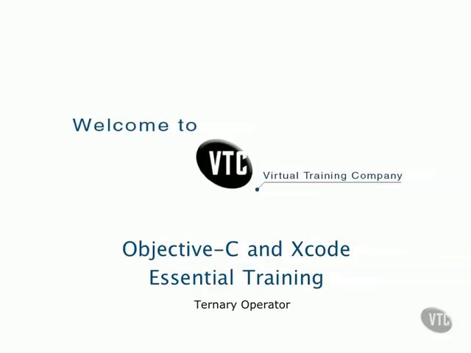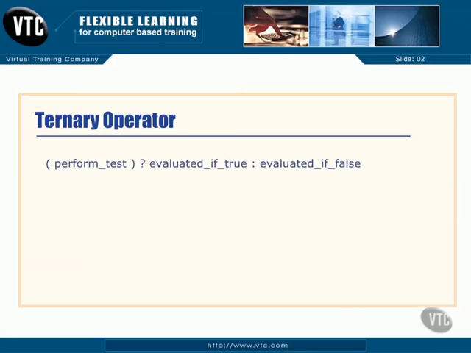In this video, we will be discussing the ternary operator. The ternary operator is shorthand for the if-else construct. The ternary operator uses the question mark and colon to delineate between the returning result of the test. The test is performed, and if the result is true, what is after the question mark is evaluated and then returned. If the result is false, then what is after the colon is evaluated and then returned.